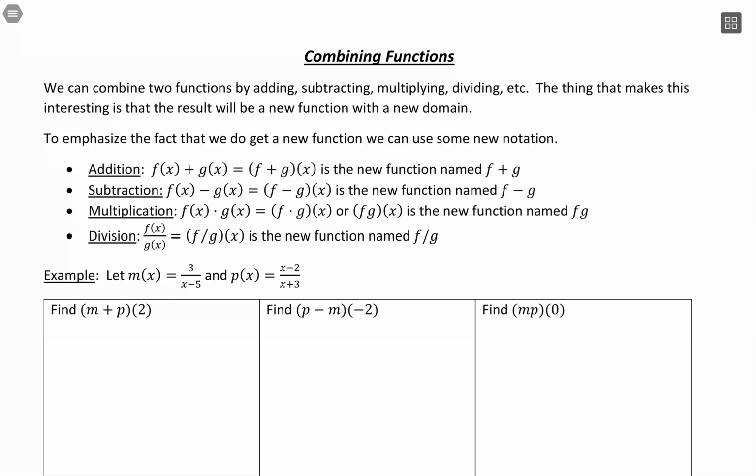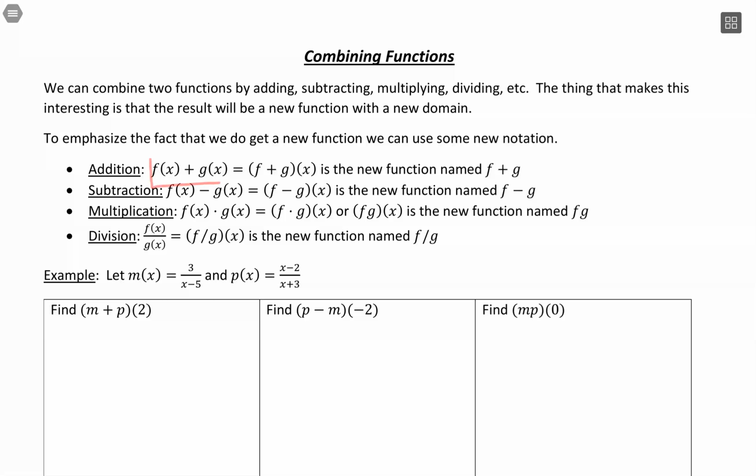Alright, combining functions. So we can have two or even more separate functions, and we can combine them with addition, subtraction, multiplication, or division. Now when we do this, because sometimes if you want to combine functions, especially with word problems, we have shorthand for it.